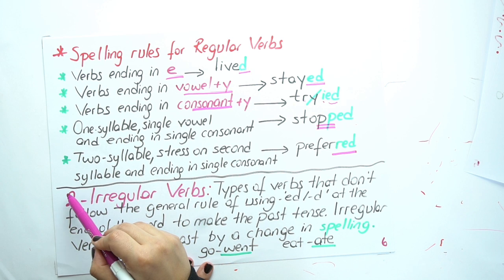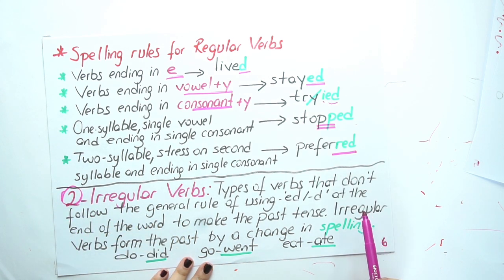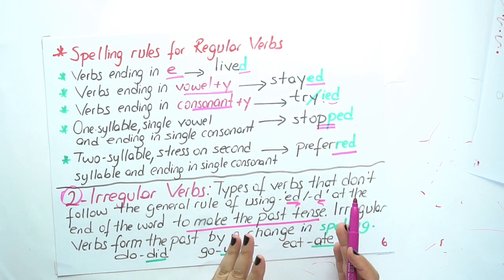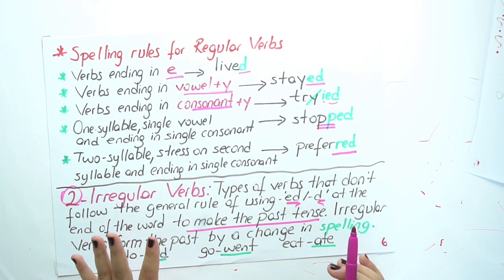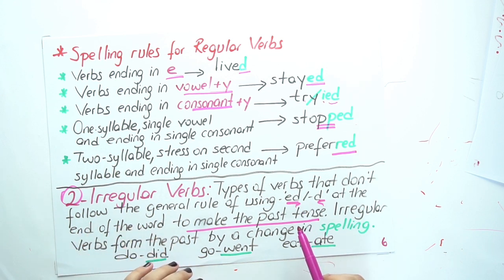Irregular verbs, the second form. These are types of verbs that don't follow the general rule of using ed or d at the end of the verb to make the past tense. Okay, so it means that we don't make them past by adding ed. They have new forms. Verbs form the past by a change in spelling.